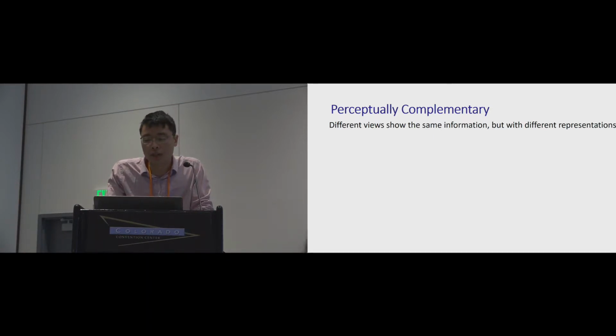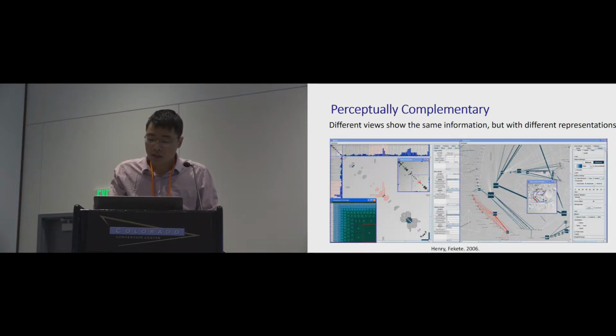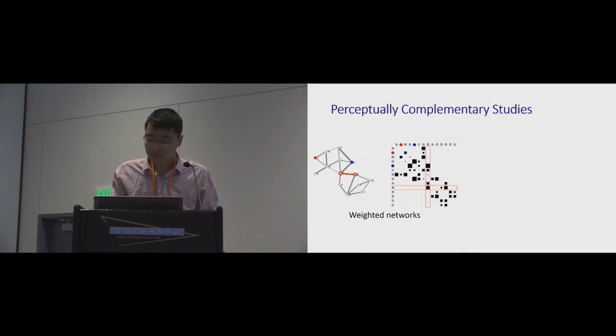We introduced and focused on a term, perceptually complementary, which means different views using different visual variables to show the same information, but with different representations. A good example is Matrix Explorer, a system proposed by Henry and Fekete with compelling scenarios. But such perceptually complementary views have not been formally evaluated. So we considered perceptually complementary views in 2 scenarios. We studied node link and matrices for weighted graphs, and we studied MatrixWave and Sankey for event sequence data.